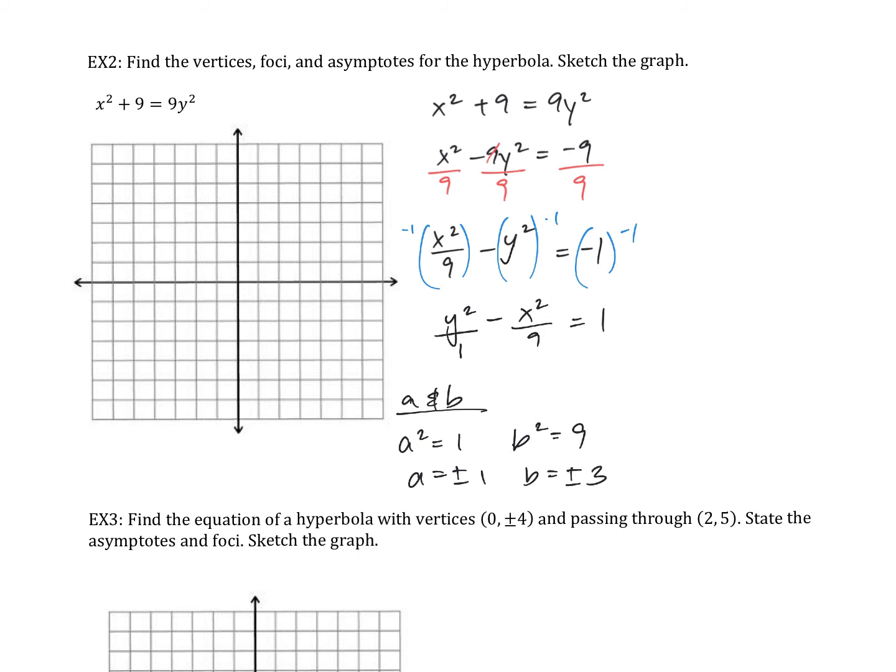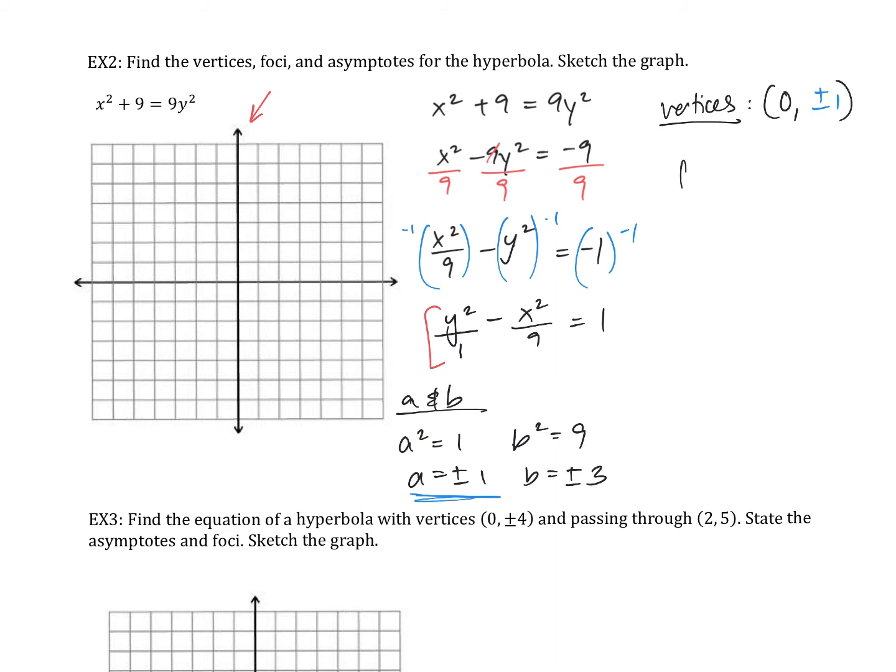Okay, so we found our a and b values. Awesome. What do we need next? Well, we still need the vertices, the foci, and the asymptotes. So the vertices, how do we find those? Well, since the y squared comes first, we know we're going to be focusing along the vertical axis. So the vertices should have a y value. So it's going to be 0, comma, and our a value of plus or minus 1. Okay, good. We have our vertices.